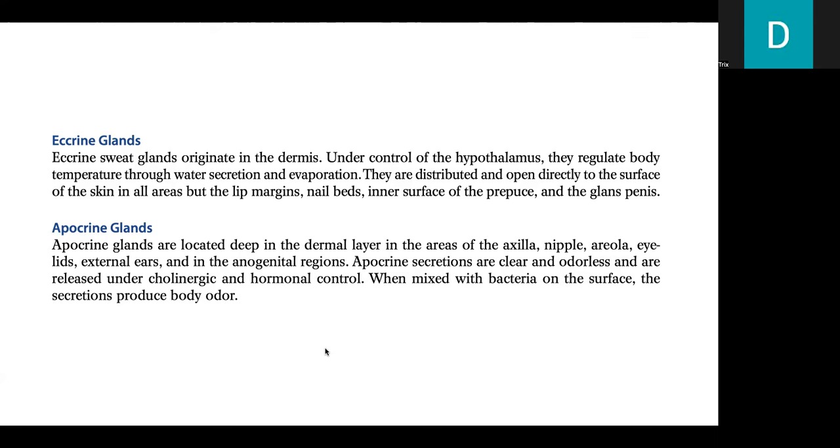The apocrine glands. The apocrine glands are located deep in the dermal layer in the areas of the axilla, nipple, areola, eyelids, external ears, and in the anogenital regions. Apocrine secretions are clear and odorless and are released under cholinergic and hormonal control. When mixed with bacteria on the surface, the secretions produce body odor.